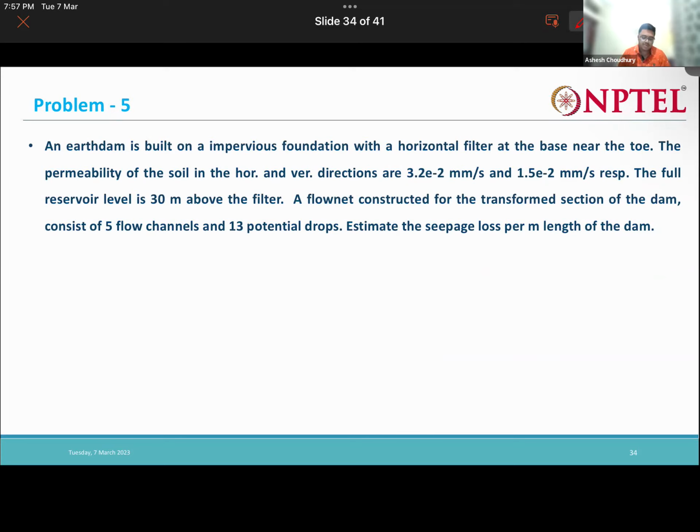An earth dam is built on an impermeable foundation with a horizontal filter at the base. The permeability of the soil in the horizontal direction is given. In the previous case it was a homogeneous isotropic soil, but here my Kx and Kz are different. They are not the same. The full reservoir level is 30 meters above the filter. The flow net is constructed for the transformed section and consists of 5 flow channels and 13 potential drops. We need to estimate the seepage loss per meter length.